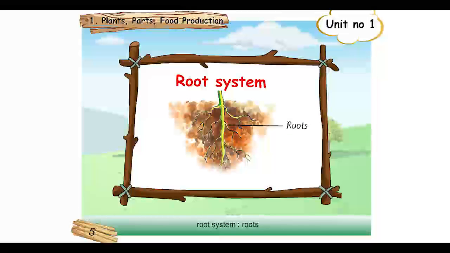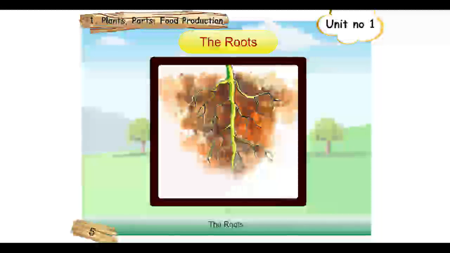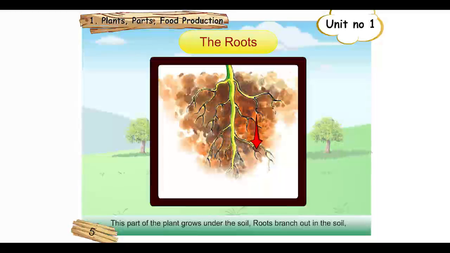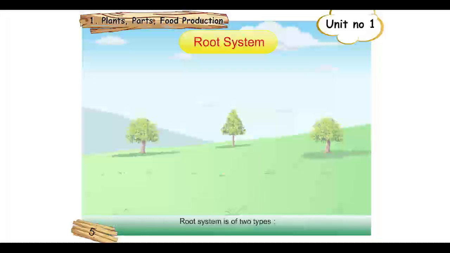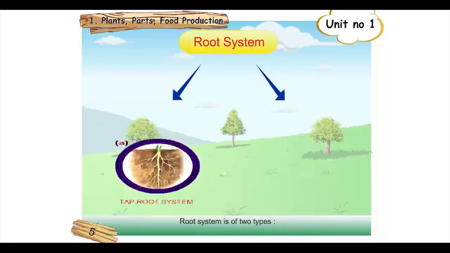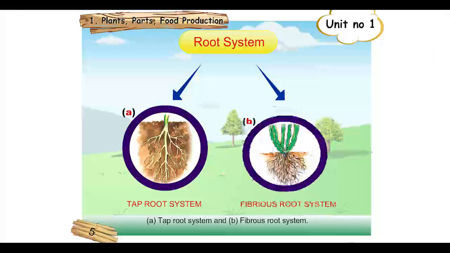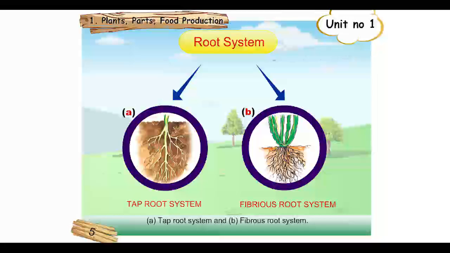Root system: roots. The roots. This part of the plant grows under the soil. Roots branch out in the soil. Root system is of two types: A. Taproot system and B. Fibrous root system.